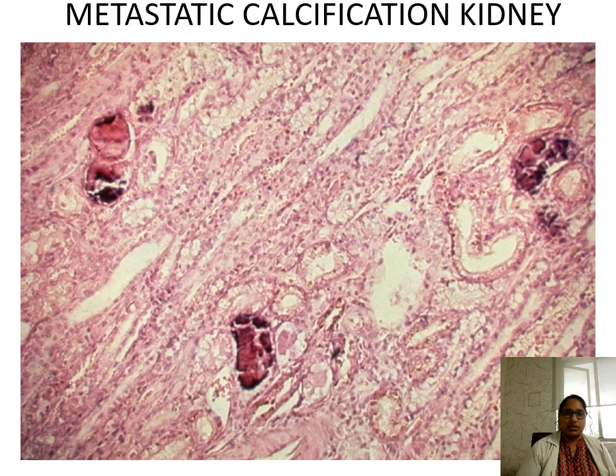Metastatic calcification of the kidney. Here we can see these structures, which are nothing but amorphous basophilic granular material in the kidney. These are the tubules of the kidney, and some blood vessels are seen. These are the calcified areas seen in the kidney. So metastatic calcification occurs in normal tissues like kidney, cornea, lungs, blood vessels, etc.